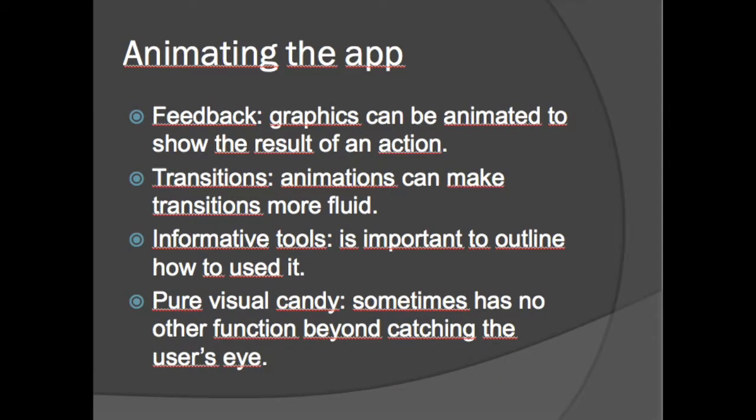Then we have animating the app. It's divided into four stages. First, the feedback. This is when a specific action is shown by an animation on the screen. Then the transitions, that are used to make the experience of the user more fluid. In the middle, we have the informative tools, that are especially important when you are using the app, and they show you how to use them. Then the pure visual candy, that are only things that make the app look good, so the user, if they don't know it, could download it.